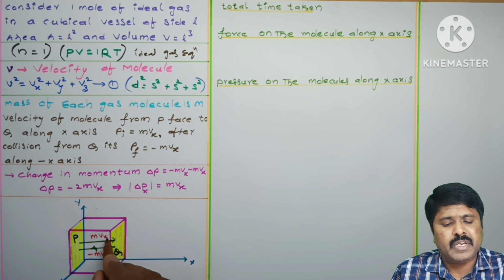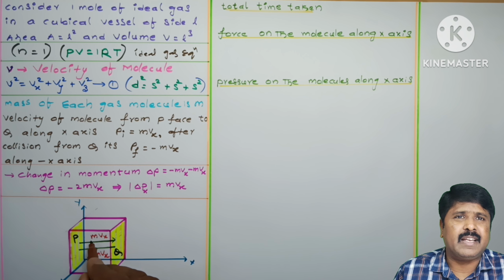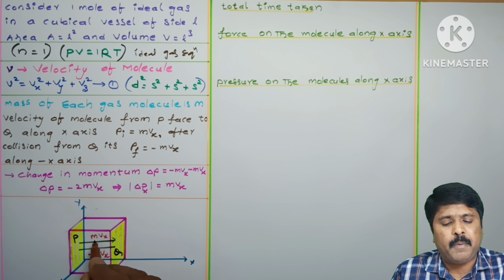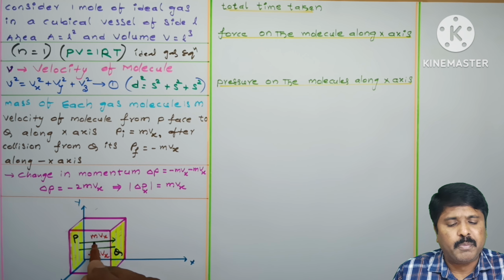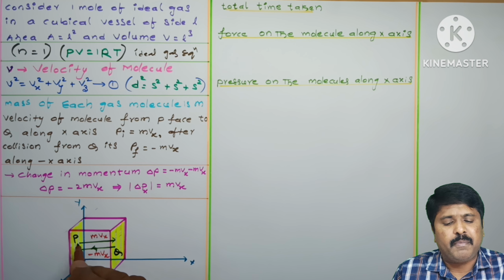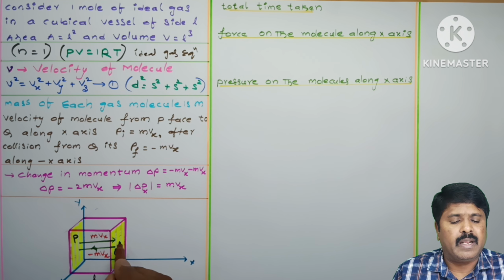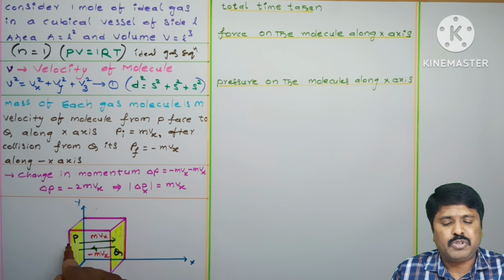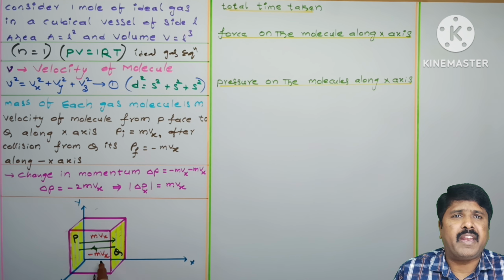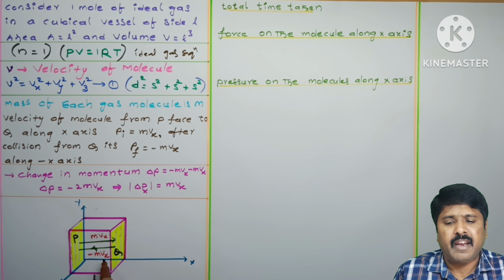Due to the velocity, the particle, meaning the gas molecule, gets momentum, that is, forward momentum mv from p phase to q phase, and the gas molecule gets reflected back from q phase to p phase, so that its final momentum is minus mv, minus representing opposite in direction.